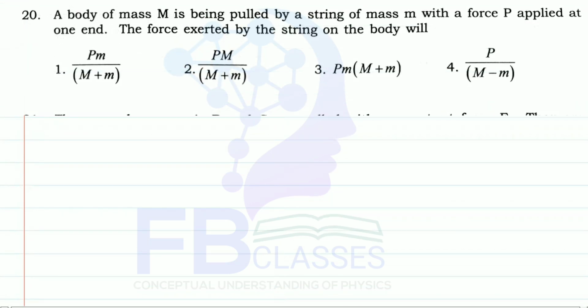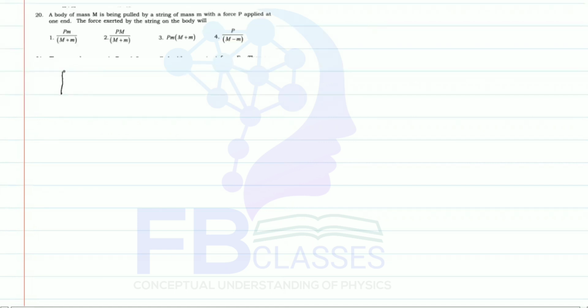Hope you understand that. My dear students, I am going to read the question. A body of mass M is being pulled by a string of mass m with a force P applied at one end. The force exerted by the string on the body will be? Okay, it is similar to the question we already did. So I am going to draw the free body diagram. This is capital M, a block. Now see here, this is a string. Now here the force is P.